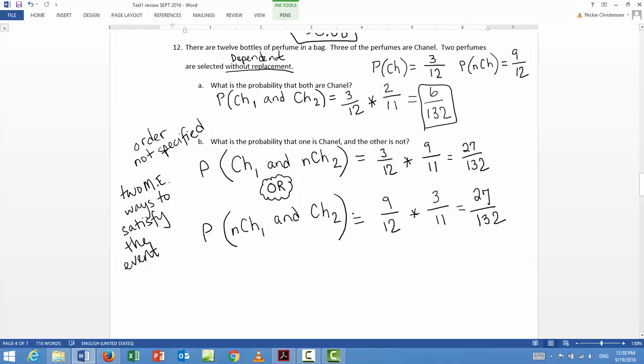Now the final step of this problem, this is a big signal, this word or. We can satisfy the event this way or this way. So what we have to do at the end to get an accurate probability is to add the 2 probabilities for the two mutually exclusive ways. And we will get 54 over 132. That's the final answer.